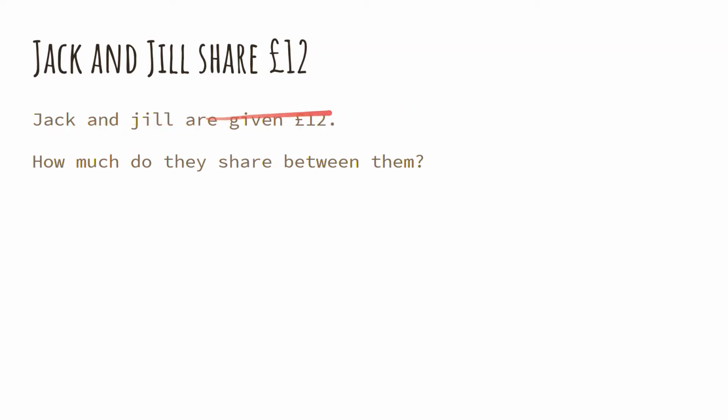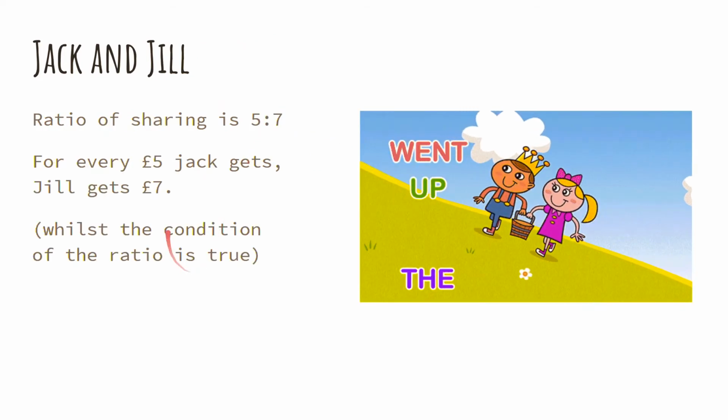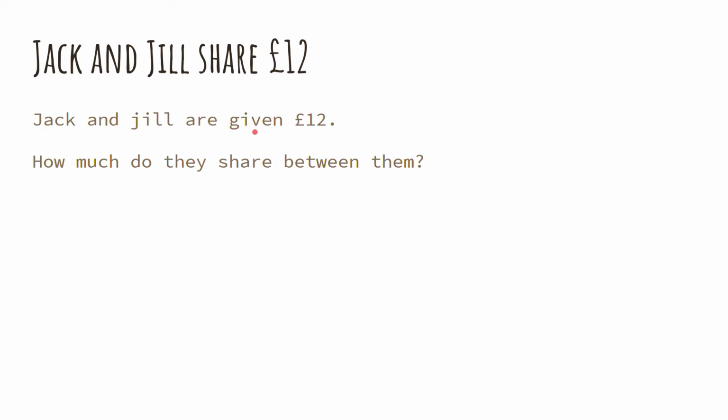So here we've given them £12. So how much do they share between them? Because the ratio was 5:7, we're going to give Jack 5, Jill 7. Total of the money is 12. So the money is split between them. There's no change.